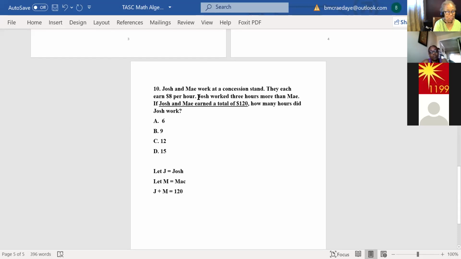Now, how would I write Josh worked 3 hours more than Mac? I want to translate that into a math equation. Josh worked 3 hours more than Mac. Do you put 8 plus 3? No, it's 3 hours more. He worked 3 hours more. So what would J be equal to?